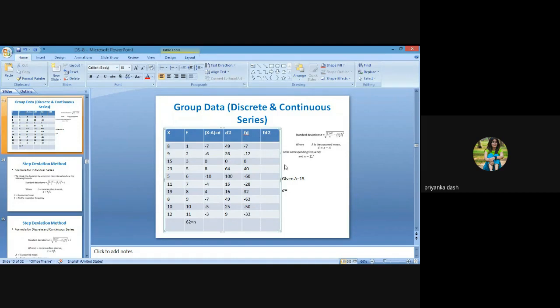After you calculate the f into d square column, you have to count the f into d square. Not the square of f, but f into d square. Don't confuse it. F into d square.